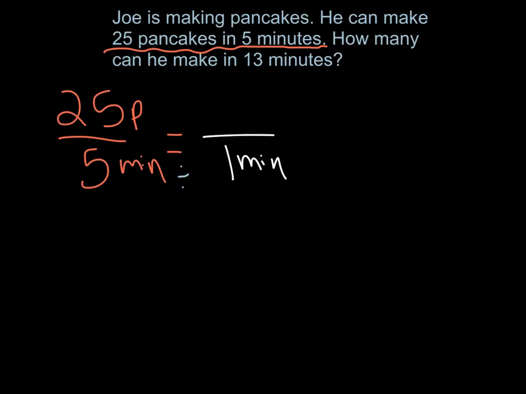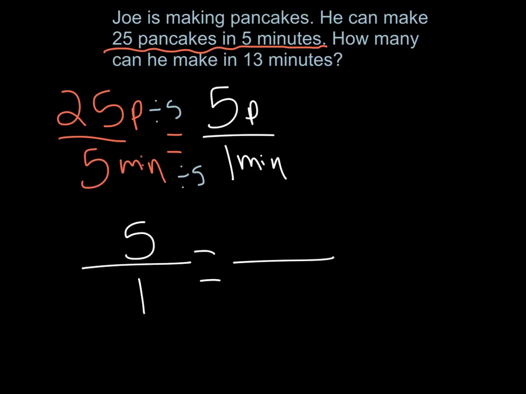To get from 5 to 1, we divide by 5 and do the same to the top. 25 divided by 5 is 5. So this is the rate at which Joe is making pancakes. He can make 5 pancakes per minute, or 5 pancakes in 1 minute. We will now use this unit rate, 5 over 1, to figure out how many he can make in 13 minutes. So again, 5 pancakes, P for pancakes, in 1 minute. Because we want to know how many he can make in 13 minutes, we're going to put that 13 minutes across from our 1 minute.